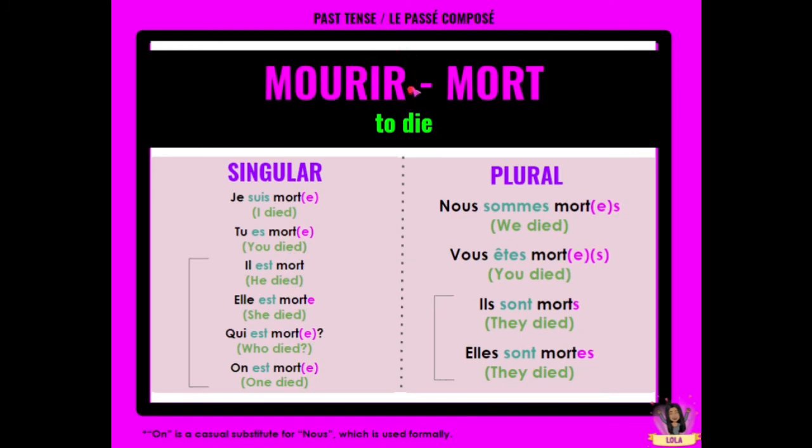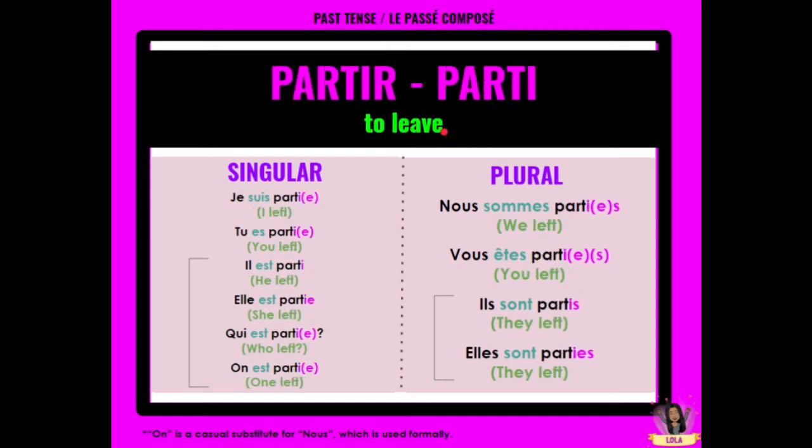Mourir is an IR verb, and it is irregular. It changes to mort, and it means to die. And finally, the last one, partir, is a regular verb ending with IR, so it changes to I, and it means to leave.